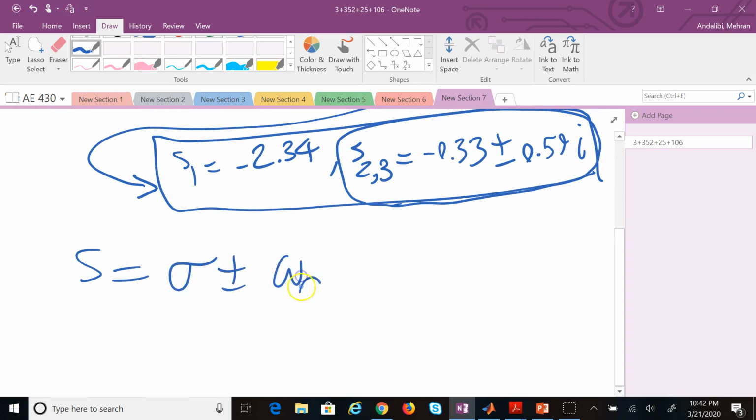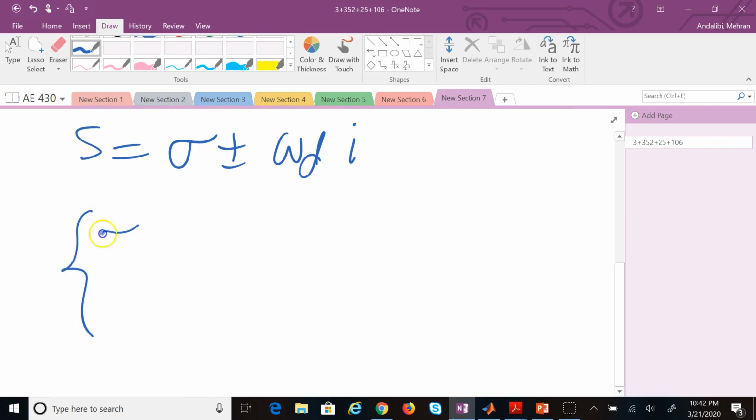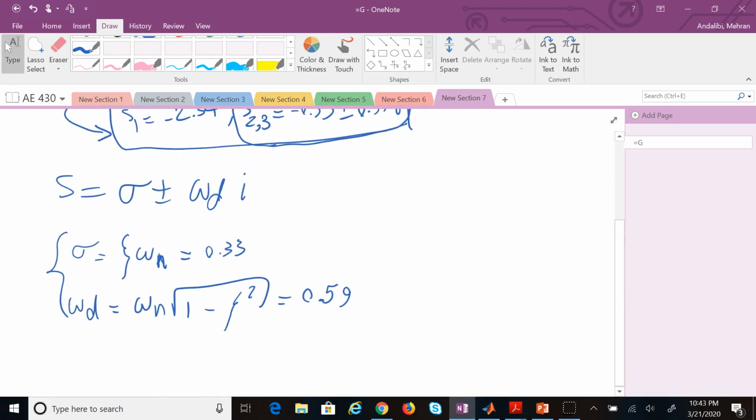Sigma plus omega d times I. Now your sigma, which is zeta omega n, is 0.33, and your omega d, which was omega n square root 1 minus zeta squared, is 0.59. And so from here, I could find both omega n and zeta, and then from there, I can also find what? I can also find any other thing.